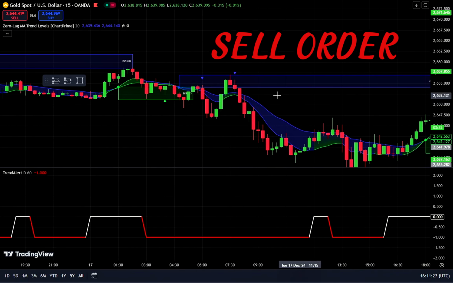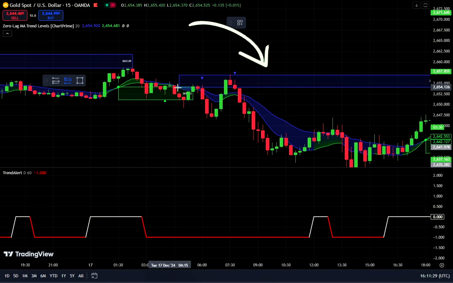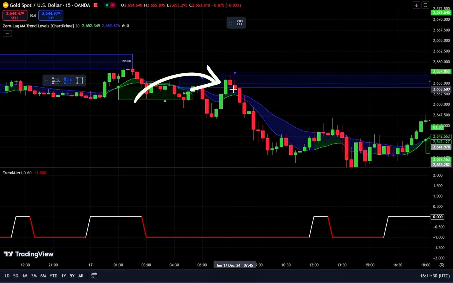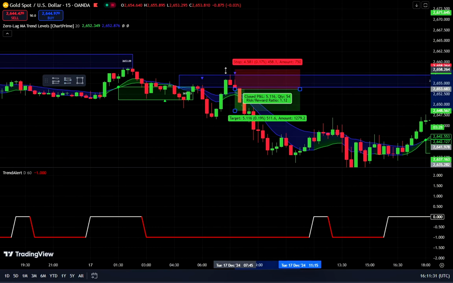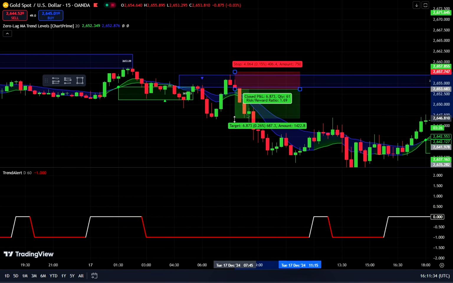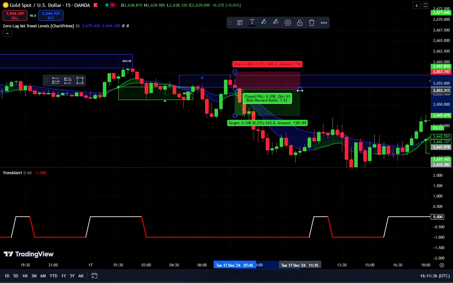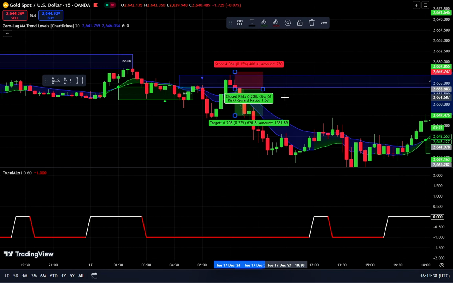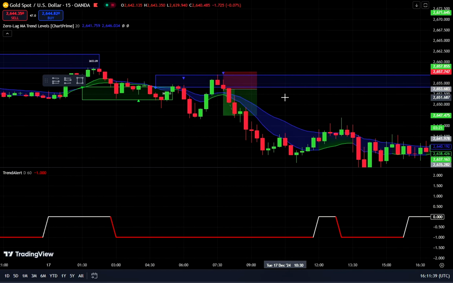Sell entry. Look for a blue key level area highlighted by the Zero Lag MA indicator. Wait for the price to retest the key level and then reject it. A blue triangle will appear, signaling a sell opportunity. Confirm the signal with the Trend Alert Indicator. It must show a bearish trend. Red. Ensure the breakout candlestick is bearish. Place a sell order after the candlestick closes. Stop loss. Set it at the most recent high. Take profit. Use a 1-to-2 risk-to-reward ratio.